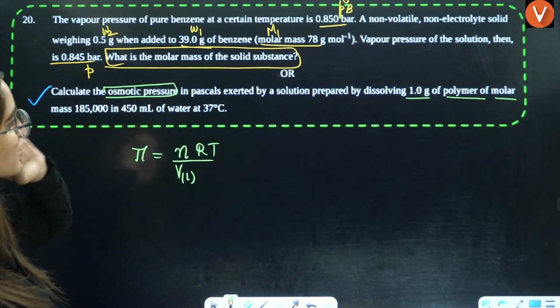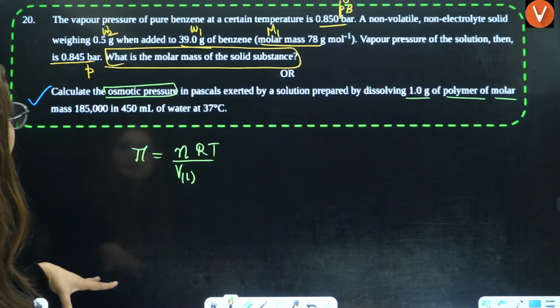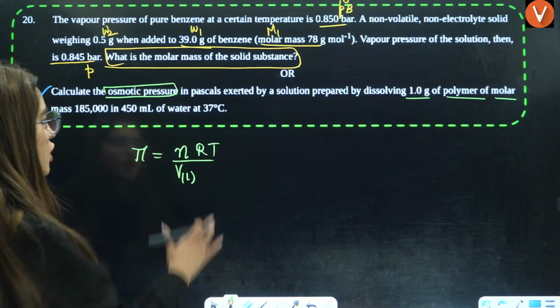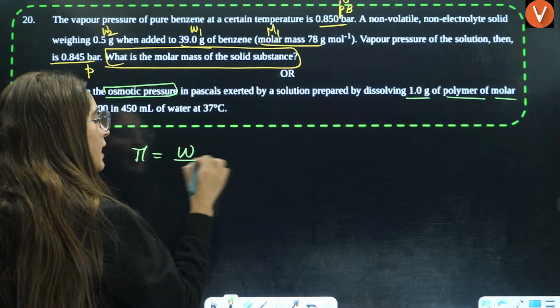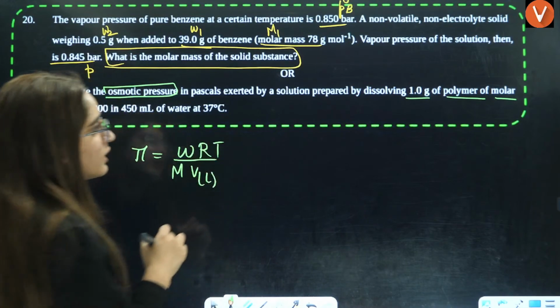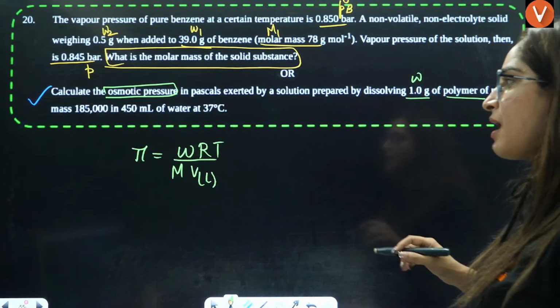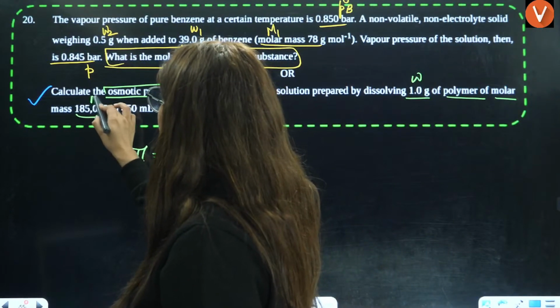So osmotic pressure, they are asking you, by a solution prepared by dissolving 1 gram of polymer of molar mass this. So this will be W by M. This is V in liters. This is R and this is T. W is given to you, right? Molar mass of polymer, M, is also given to you.